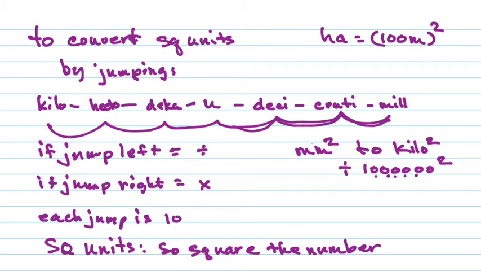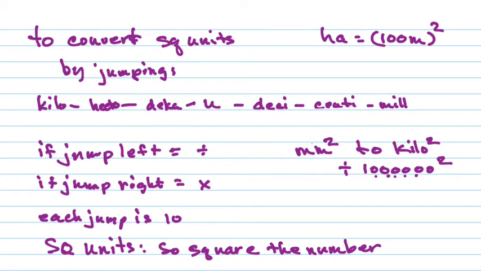And of course we'd have to square it. It's ridiculous. You'd never take millimeters squared to kilometers squared. I'm just showing you that it wouldn't matter. It still works, so that gives you the number you're doing. If you're going left, you're going to divide, and each jump is a 10, which means each jump is a 1 with a 0. Now again, that one doesn't make any sense, but you could do it.